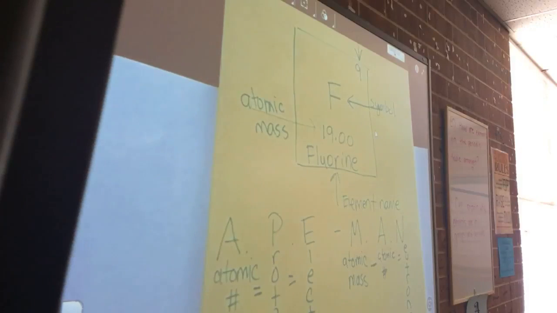How many neutrons does it have? Atomic mass is 23, atomic number is 11, so 23 minus 11 equals 12. Does everybody see that? Remember, you can jot it down on your scrap paper, on the side of your test, whatever, write it out.